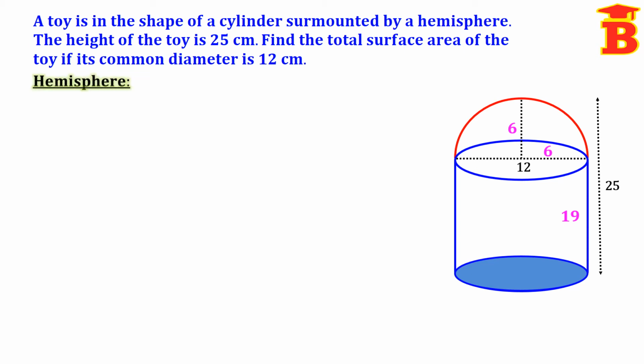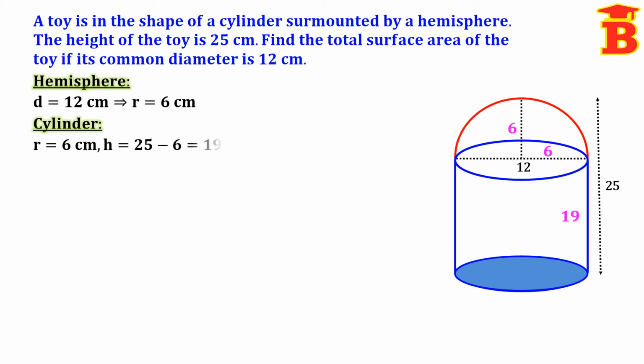Now we can write the given information. First, hemisphere, the diameter is 12 centimeter. That means radius is 6 centimeter. Next, cylinder. Cylinder also has the same radius, because this hemisphere and cylinder are connected together. So this is the common radius. So the radius is 6 centimeter. The height of the cylinder, that is this blue color height, is equal to 25 minus 6. That is 19.